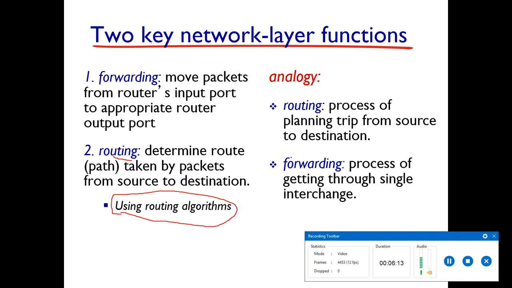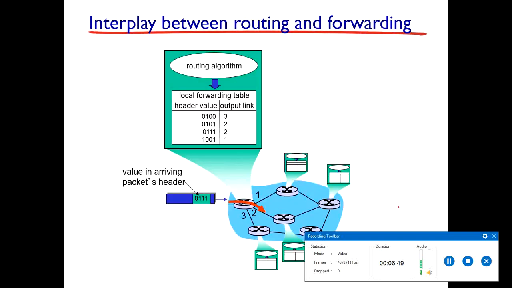Now, while you plan your trip, there may be certain areas you have to pass through. For example, you may have to pass through Khalij, you may have to pass through Jalmuda, or you may have to pass through certain other districts. So passing through those districts, that is called forwarding. That means you enter a district, you leave that district. That is called forwarding. So the process of getting through a single interchange is called forwarding. So routing is the complete path or the process of the complete trip from source to the destination.